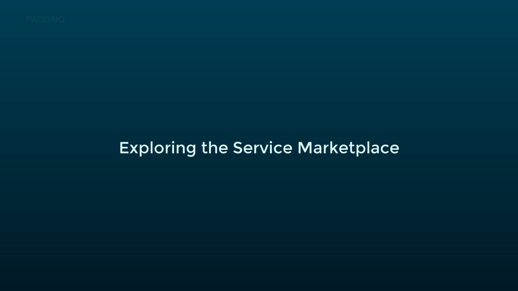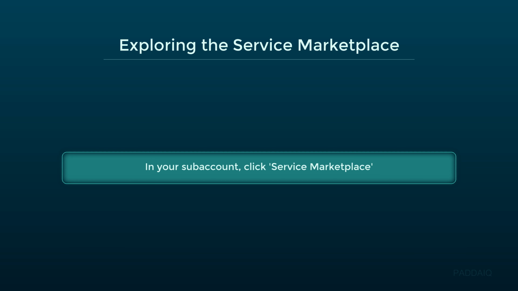Exploring the service marketplace. In your sub-account, click Service Marketplace. This means you access the central catalog of available services within your SAP BTP environment. For instance, to add a database, you'd go there to find and enable the SAP HANA service. This action is your starting point for provisioning any new service you need.